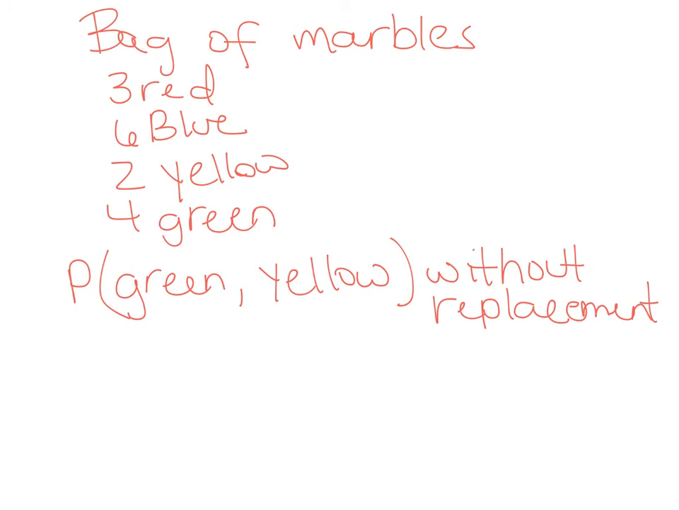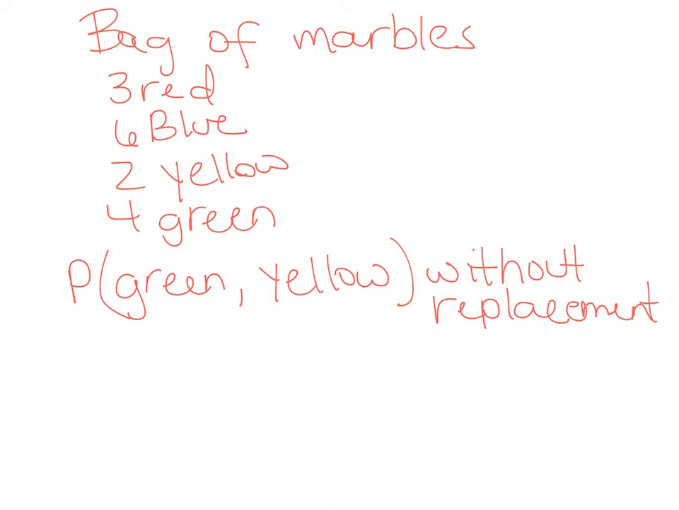Okay, new scenario. We have a bag of marbles: 3 red, 6 blue, 2 yellow, 4 green. And we want to know the probability of picking a green marble, then a yellow marble. But this time, after we choose the first marble, we're not going to put it back in the bag. Here's what this means. This is actually a dependent probability now, because our first choice is affecting our second choice.